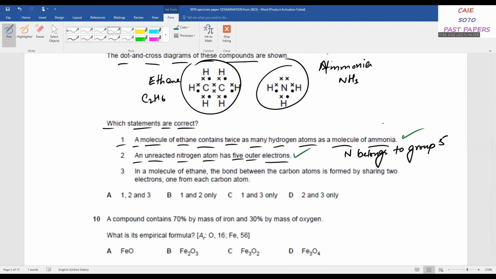I'm reading the last statement. 3, in a molecule of ethane, the bond between the carbon atoms is formed by sharing 2 electrons, one from each carbon atom. This statement is also correct because both the carbon atoms are sharing 1 electron with each other. So all these 3 statements are correct. So the correct answer should be A.